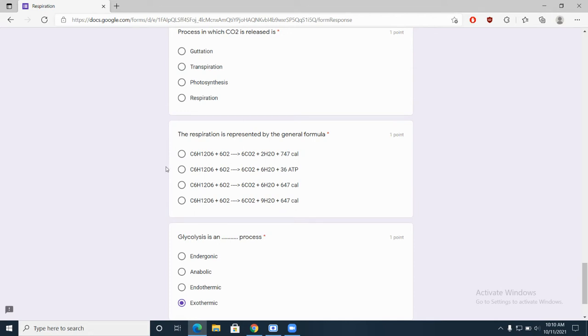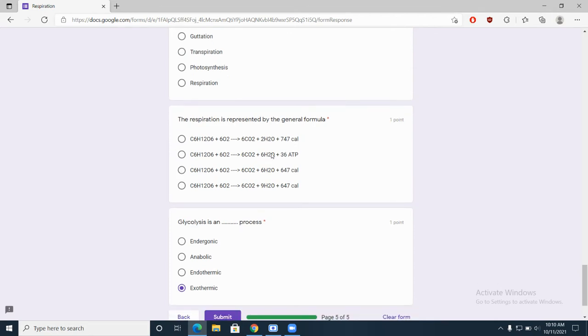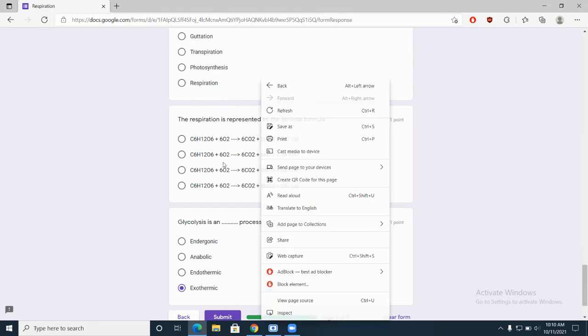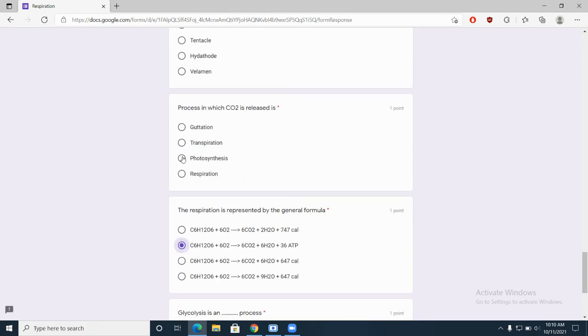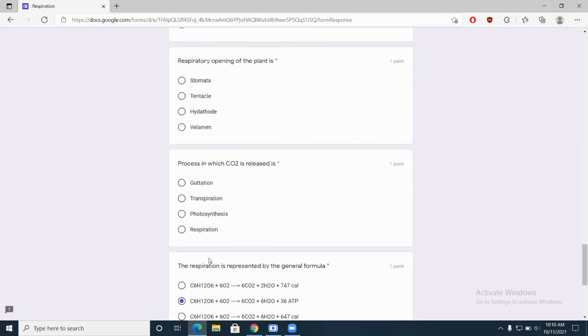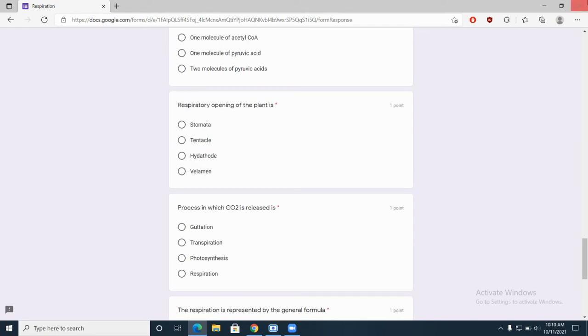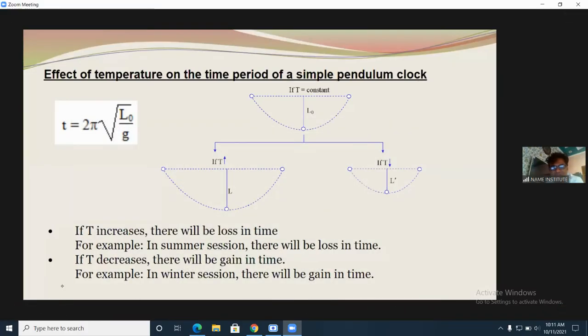Okay, next topic we will take in class. This is an important topic from the exam point of view. Listen carefully, all students. The effect of temperature on the time period of a simple pendulum clock. What is the effect of temperature on the time period of a simple pendulum clock? That part we will discuss now.